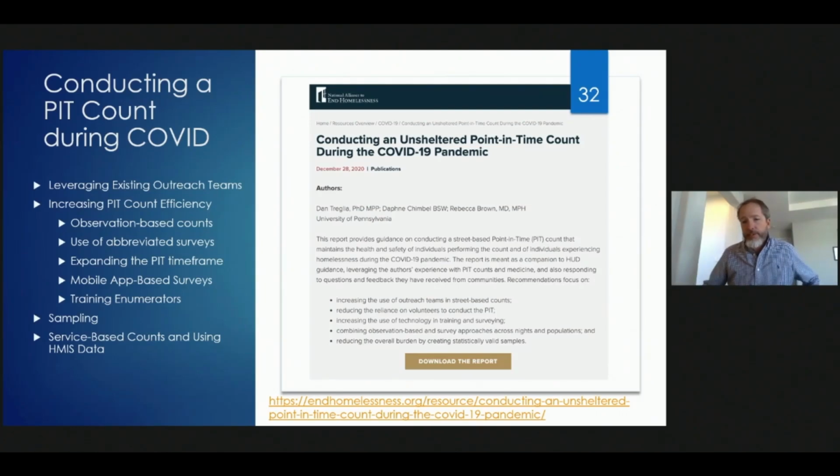Sampling can help backfill. It is another way to do it. If you don't have full coverage because of COVID and fewer volunteers, you may need to do some sampling and enumeration strategies, which I'll explain in a second. Next slide, please.